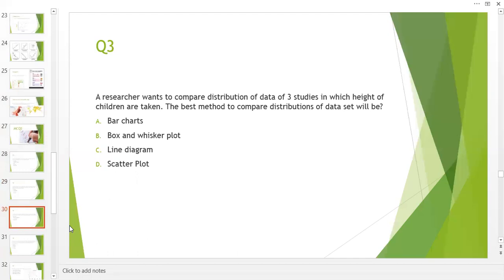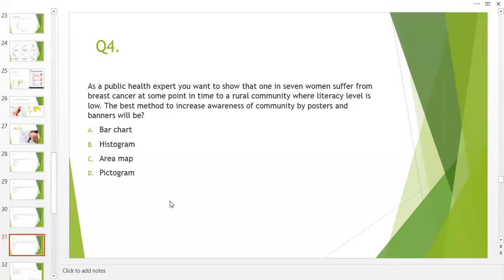Question number 3. A researcher wants to compare distribution of data of 3 studies in which height of children was taken. The best method to compare distributions of data sets will be? Box and whisker plot. Yes, the correct answer is box and whisker plot, because in a box and whisker plot we can compare different data set distributions by using quartiles. The other options were not suitable in this case.